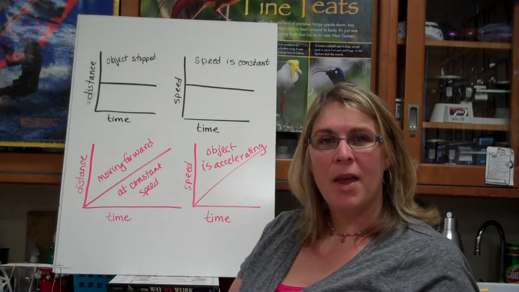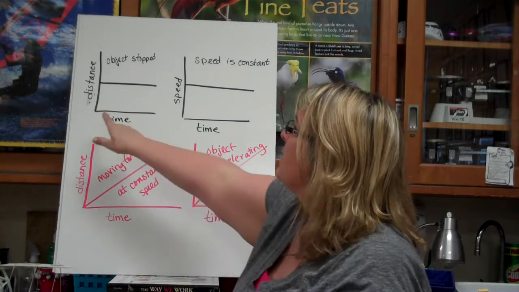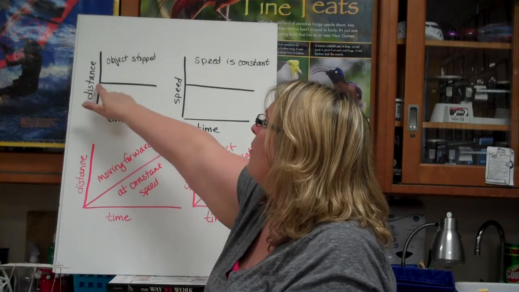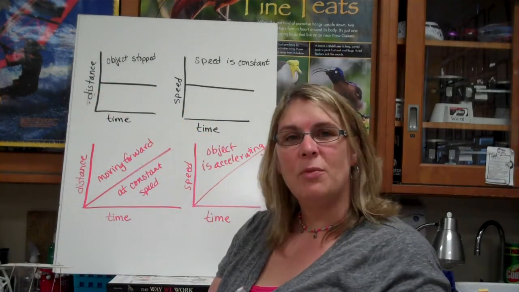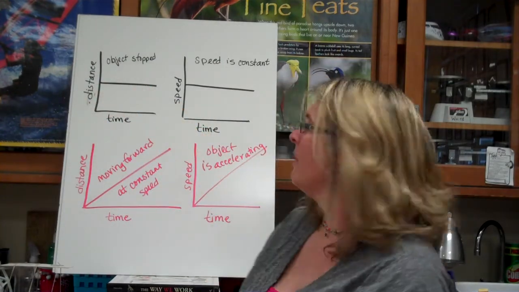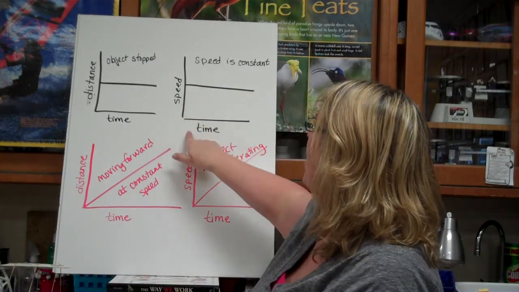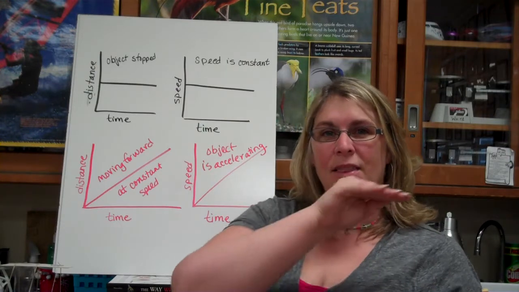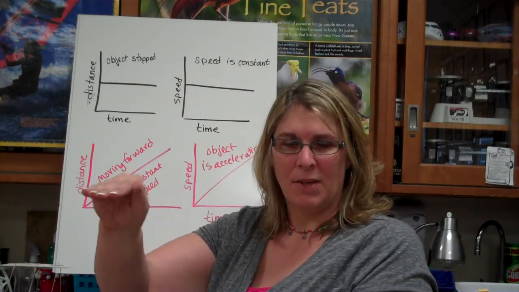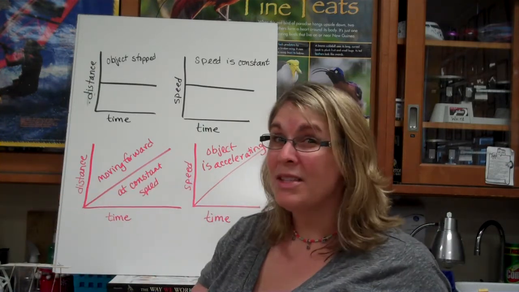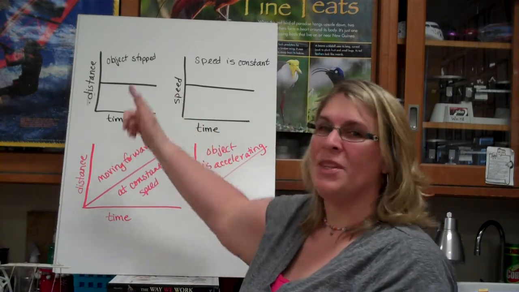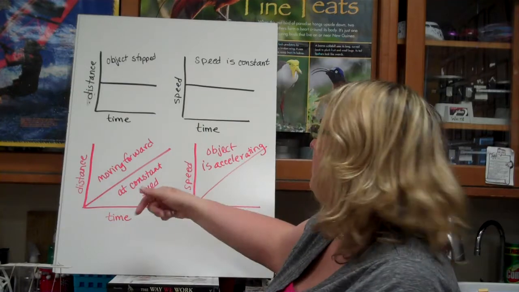So I have some here to compare for you. The first one is a distance time graph, which we've already been doing this week. When you had a straight line, what that indicated was that the object was stopped. But in a speed time graph, when you have a straight line like that, what that means is that the object is moving at a constant speed the entire time. See how that's different? This one is stopped, this one is moving. They're both constant, but this one is constantly stopped, this one's constantly moving.